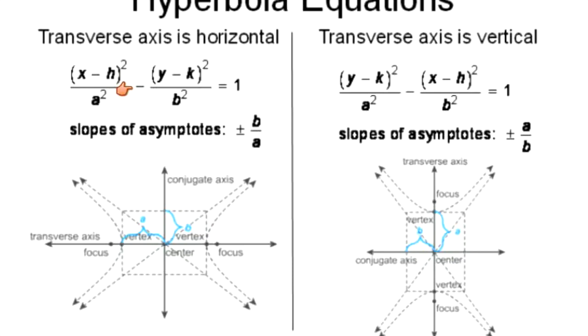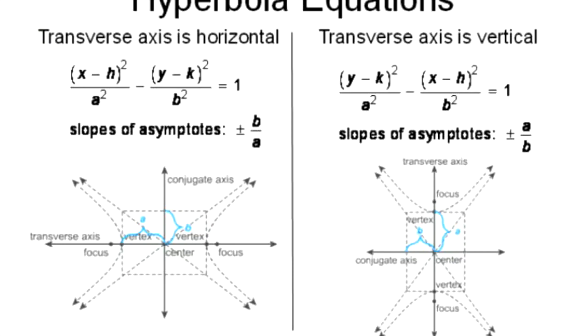They just wrote this slightly differently than the last one. Notice your A is with your X, and over here your A is with your Y. So that's kind of like it was on the last slide too, right? With the ellipse, it switches what variable it's with based on the axis. So here's what your essential question was today. How can you tell if it's a horizontal or a vertical transverse axis?